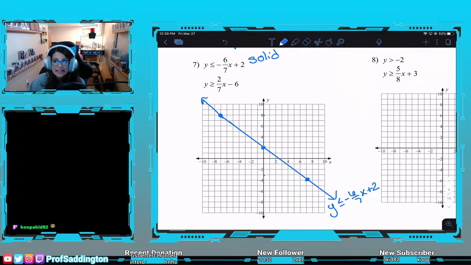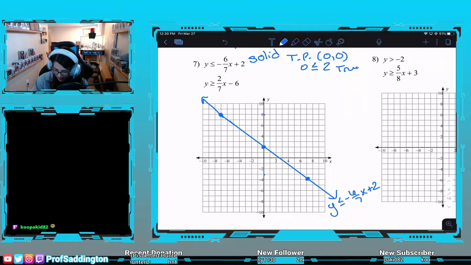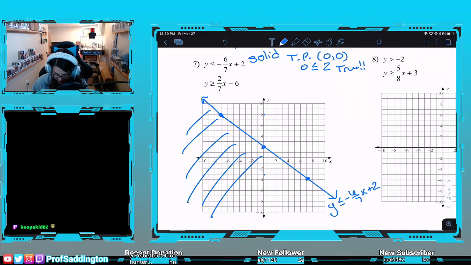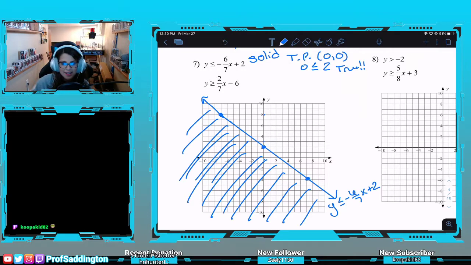And then next, we have to do our test point. It does not go through the origin, so again, I'm going to use 0, 0. If I plug this into the first equation, we get 0 is less than or equal to 2. Oh my goodness, it's actually true. Yay, we finally got a true one. So that means I'm going to shade towards the point that was true, so towards the origin.